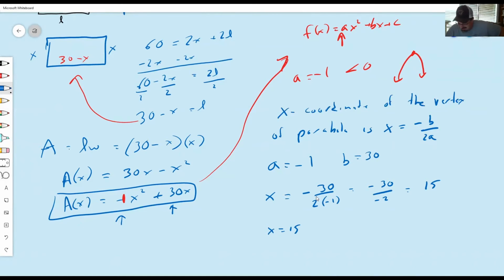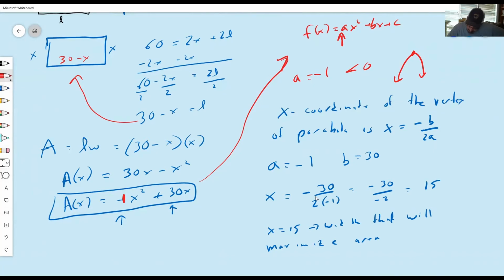Now 15 is the width that will maximize area. So let's put a little box in it.